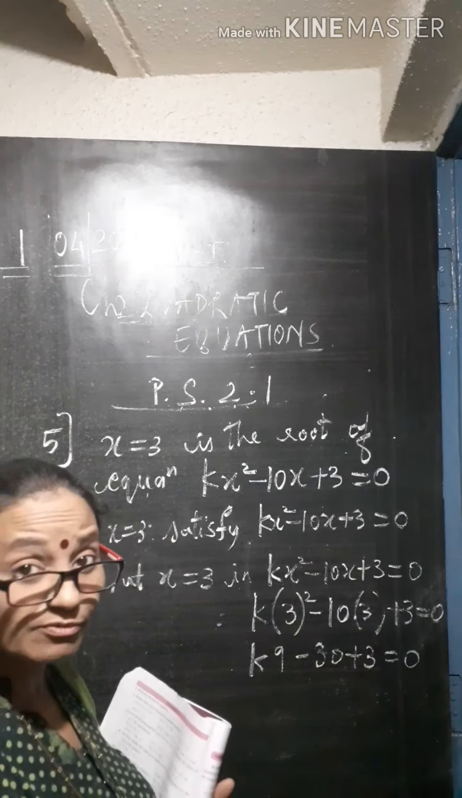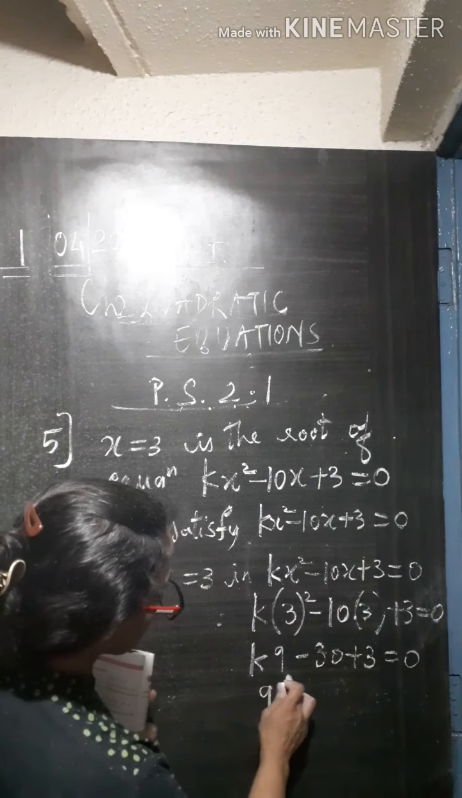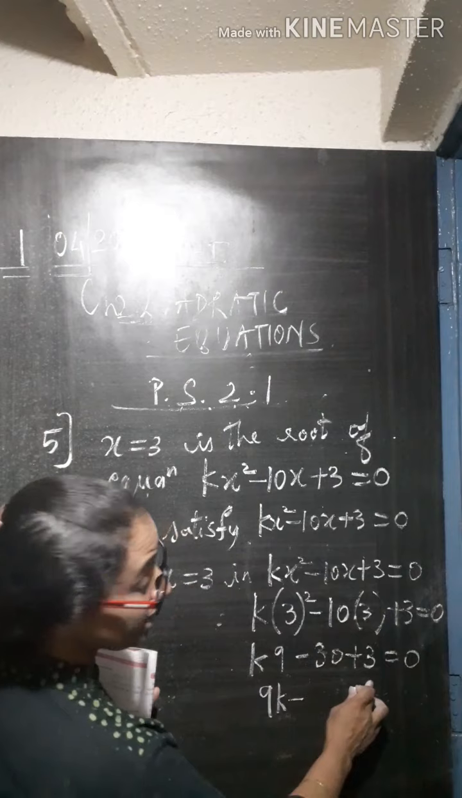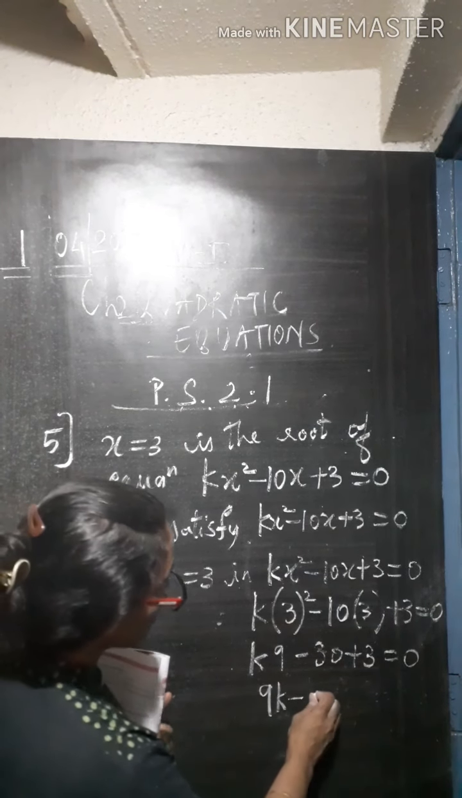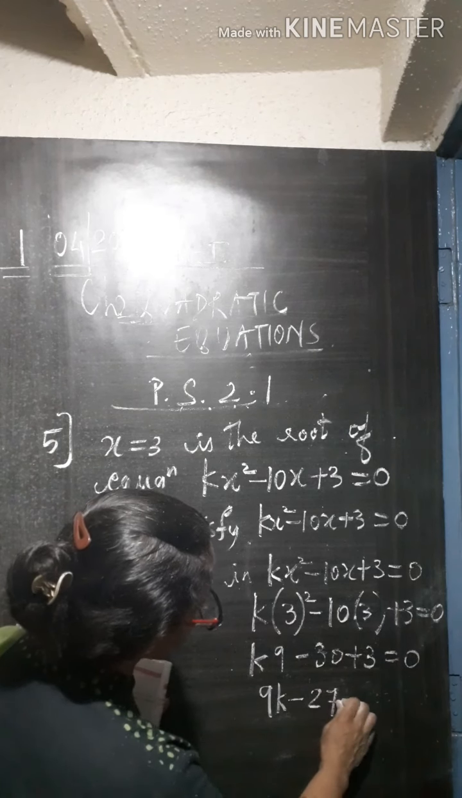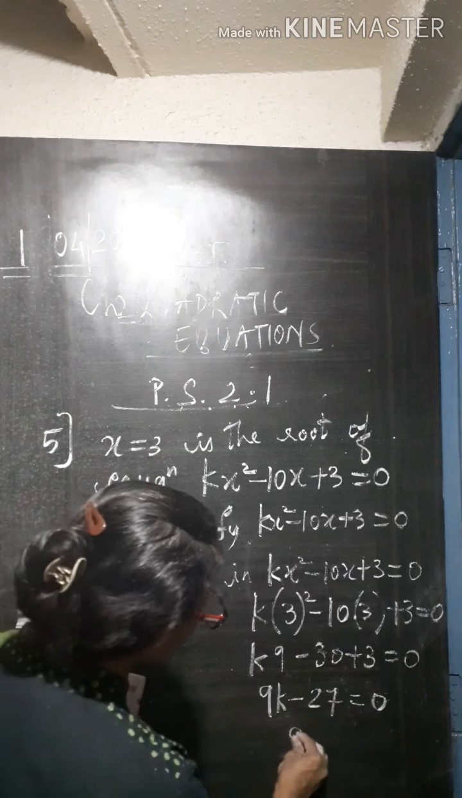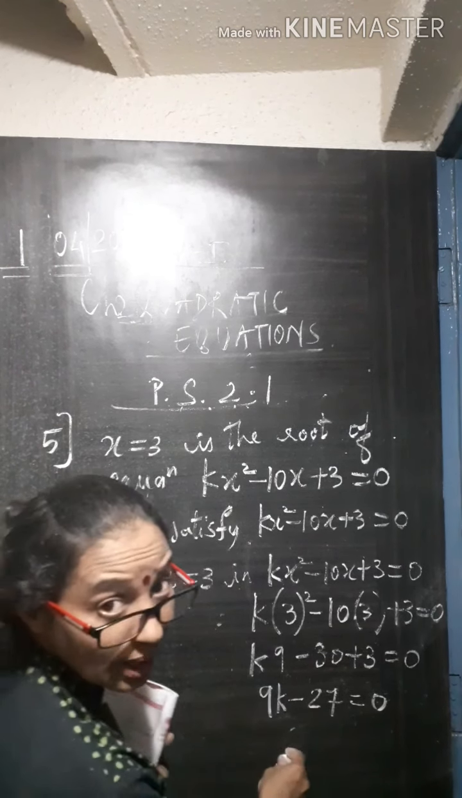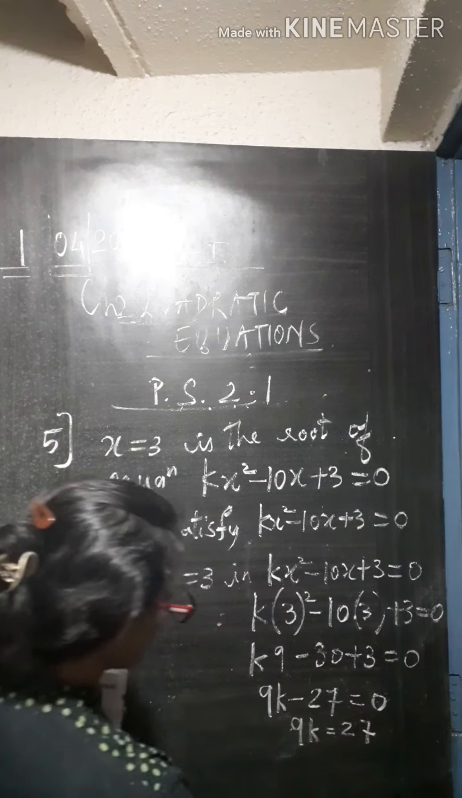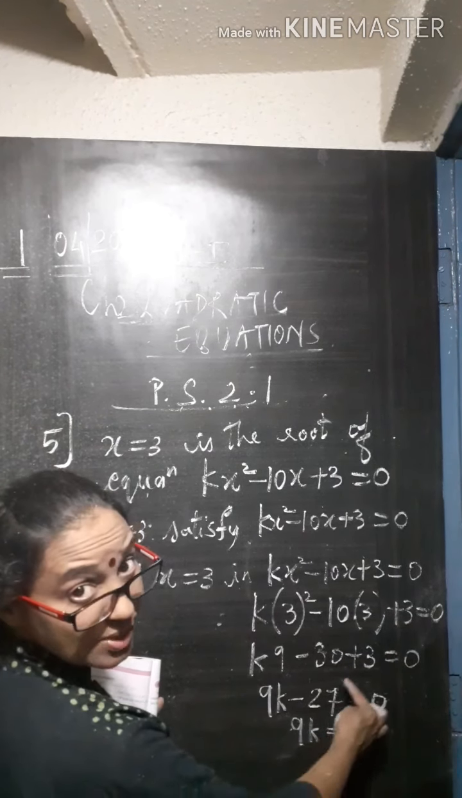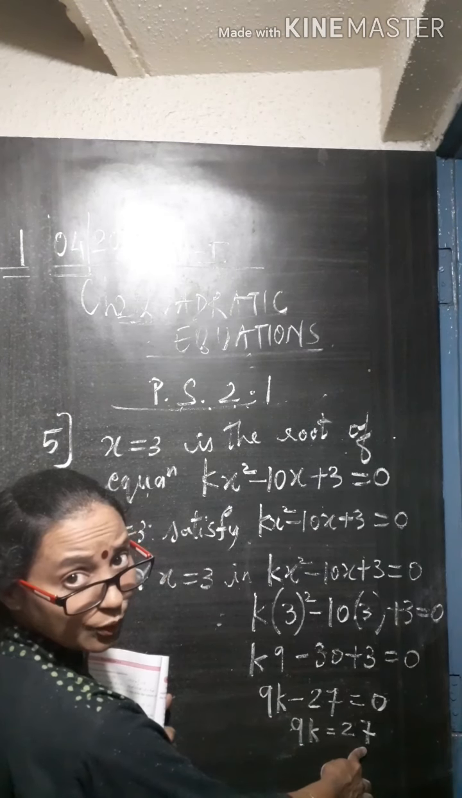What I want to find is the value of k here. So what do I get? I'm going to get an equation form. K into 9 will be 9k, minus 30 plus 3 will be how much? 30 minus 3. What is 30 minus 3? 27. Minus 27 equal to 0. So I'm going to get 9k. I hope you're able to see this last step. 9k is equal to 27. If I get 9k, minus 27 I have taken on the other side becomes plus 27. So 9k is equal to 27 is the equation I'm going to get.